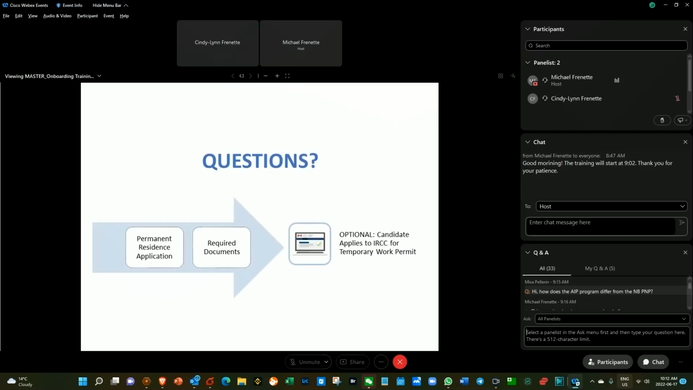So again, we'll take a quick pause to see if there are any questions on the permanent residence application or the required documents. The candidate's family members do not require language tests, so only the principal applicant.